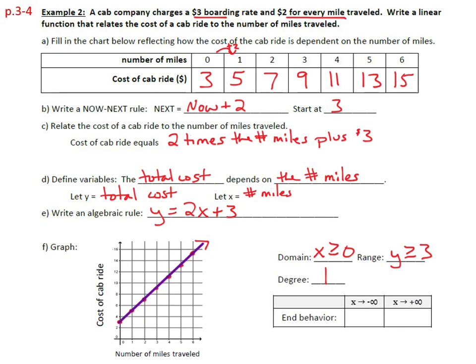So our end behavior, as x approaches the negatives, as it's getting smaller and smaller, our y values approach that 3 that we know we're going to have to pay to get into the cab. But then, if we're going into the positives, we can go forever and ever. As long as you want to ride in that car, they're still going to take your money. So y is going to be approaching positive infinity.